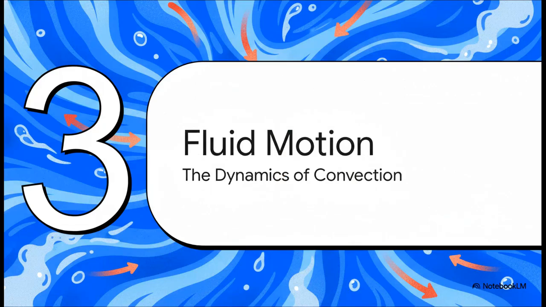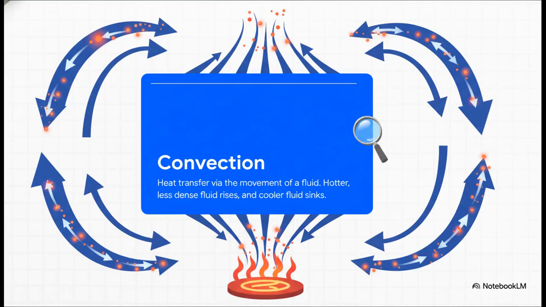Okay, so we've moved on from stationary solids. Now we're diving into the dynamic world of fluids. What happens when the medium itself can actually move? This is where convection comes in. Here, the medium itself is the messenger. So as a fluid like air or water gets heated, it expands, it becomes less dense, and it starts to rise. Then cooler, denser fluid moves in to take its place, gets heated up, and it rises too. This whole process creates a continuous circular flow that we call a convection current.